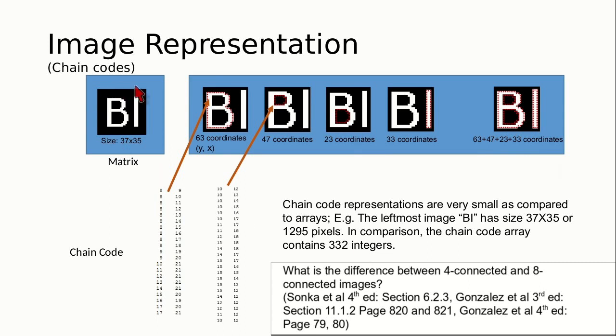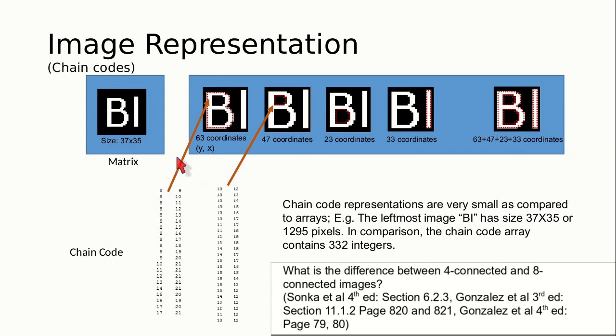Whereas the image, if you stored by itself, as a black and white image or even a grayscale image, would contain 1295 pixels. So this is a 37 by 35 image, right? So the total number of pixels in this image is 1295. But if you just store the boundary values, it would be 332 integers.